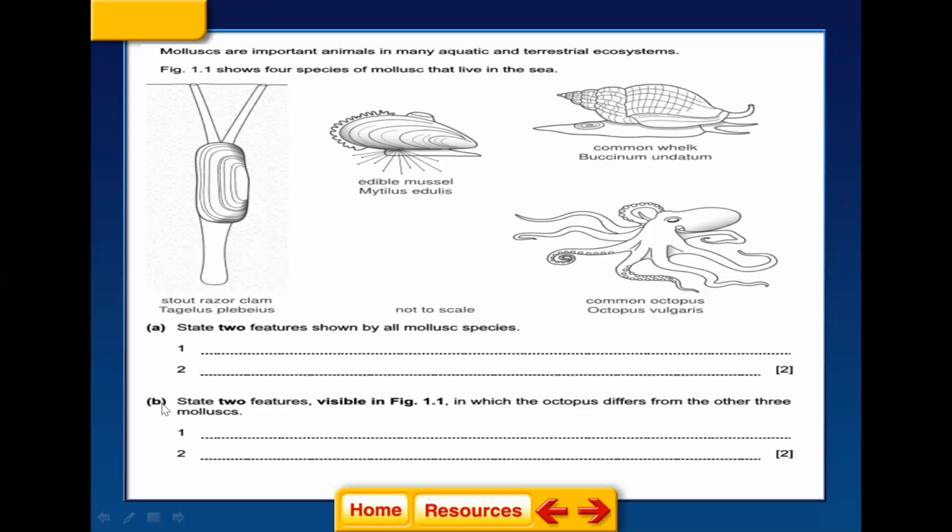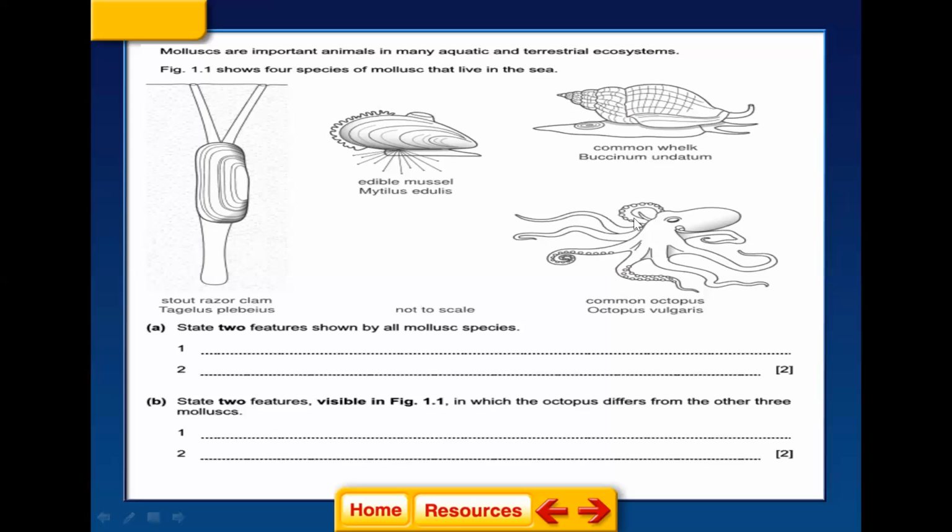B, state 2 features, visible, you can see, in which the octopus differs from the other 3 mollusks. So we need to mention features the octopus lacks that make it different from the other 3 figures. Octopus, first, lacks a shell. Look here, the snail has a shell, the mussel has a shell and the clam has a shell as well. All of these have shells, but here doesn't have a shell. So first, it doesn't have a shell.